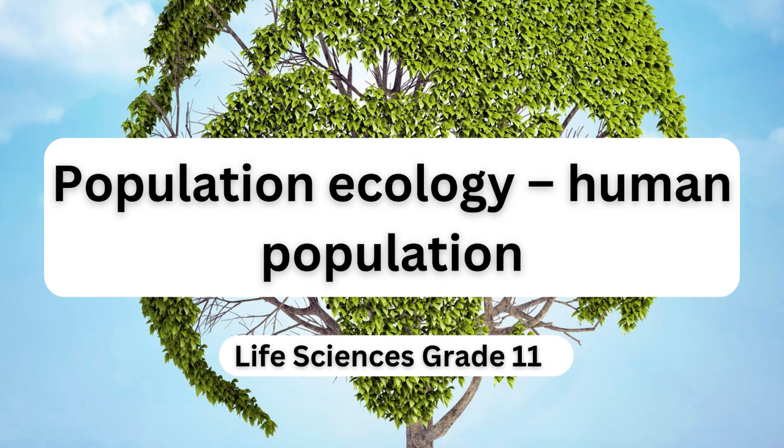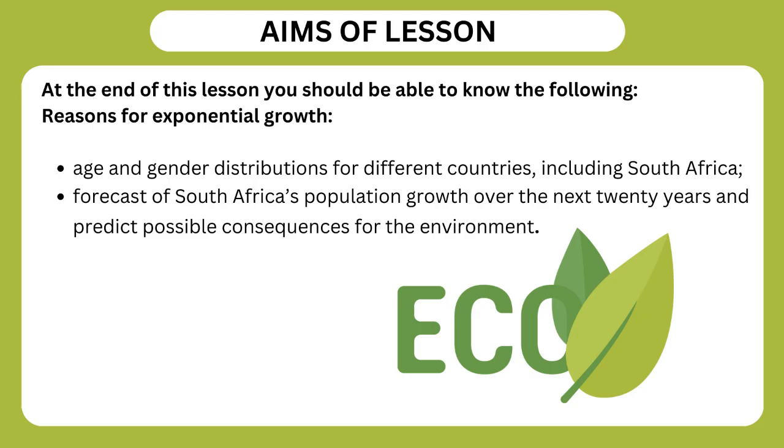Topic: Population ecology, human population. Aims of lesson. At the end of this lesson, you should be able to know the following. Reasons for exponential growth. Age and gender distributions for different countries, including South Africa. A forecast of South Africa's population growth over the next 20 years and predict possible consequences for the environment.